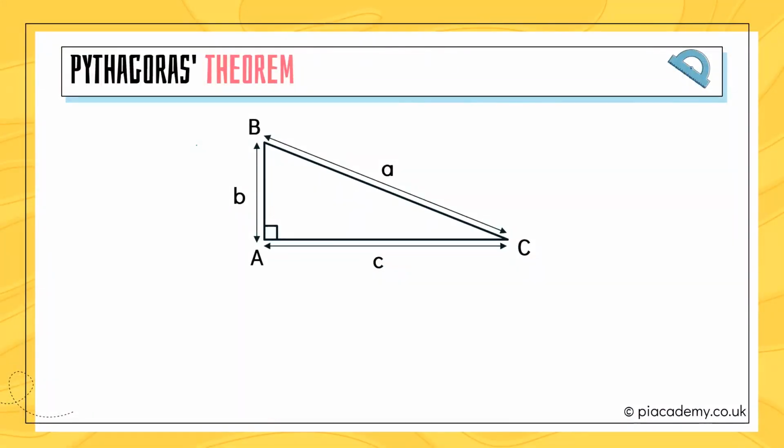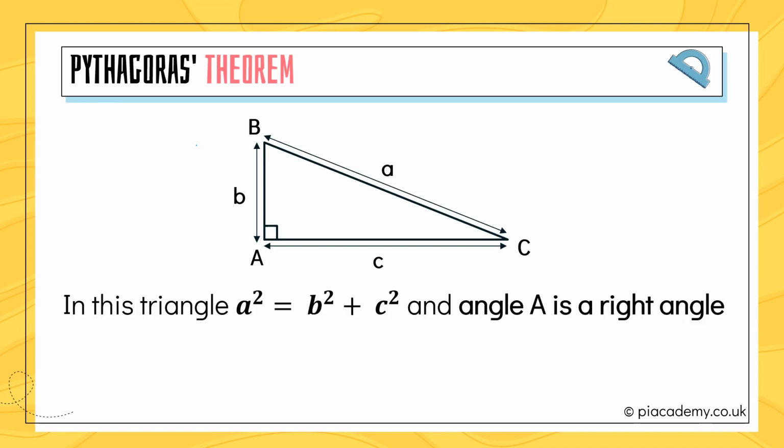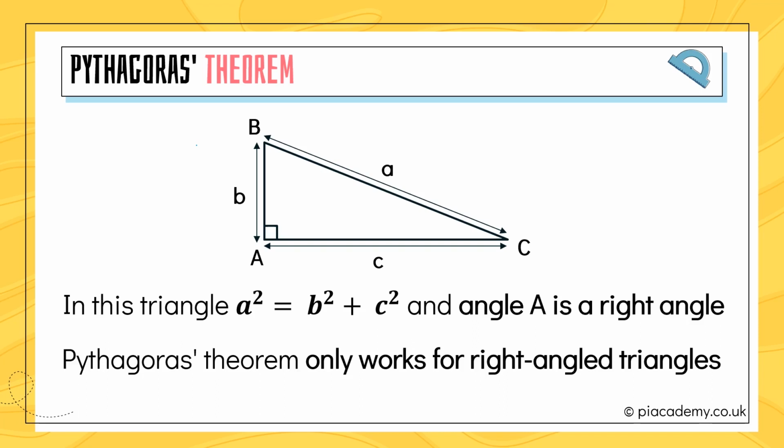We can mark these sides as A, B, and C. Can you locate which one of these is going to be the hypotenuse? Yes, you're absolutely correct. Here we have a right angle and this is the side opposite to that of the right angle. Thus the hypotenuse over here is represented by the letter A. In this triangle, according to the Pythagoras theorem statement, we can write this as A square equal to B square plus C square. Why? Because angle A over here is the right angle. Remember, Pythagoras theorem only works for right angle triangles.